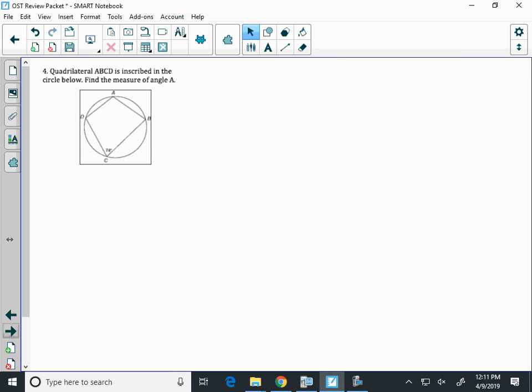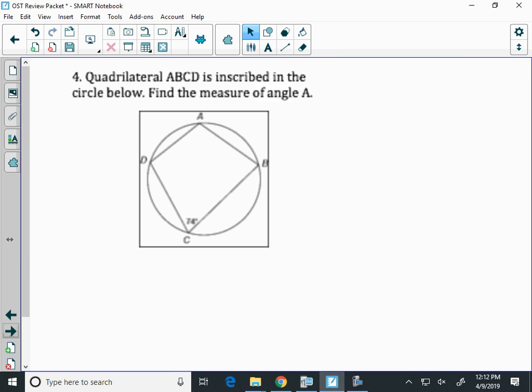This one, there's multiple ways to answer this one. There's a shortcut way and a long-handed way. I'll show you the shortcut way first, and then talk about how you can answer it if you don't remember the shortcut way. Okay? It says quadrilateral ABCD is inscribed in the circle below. Find the measure of angle A.